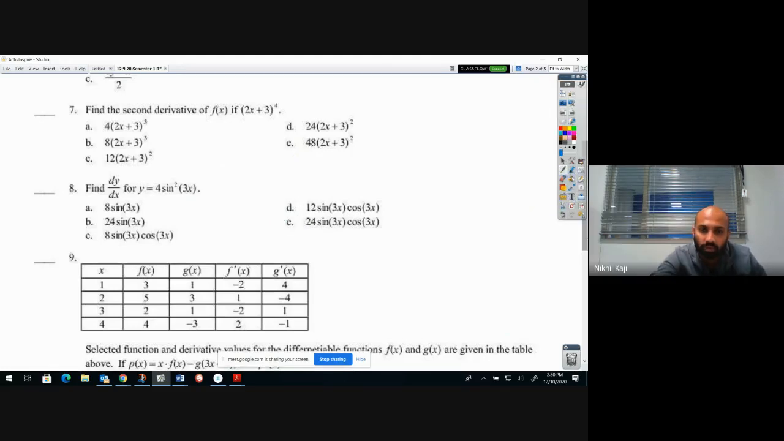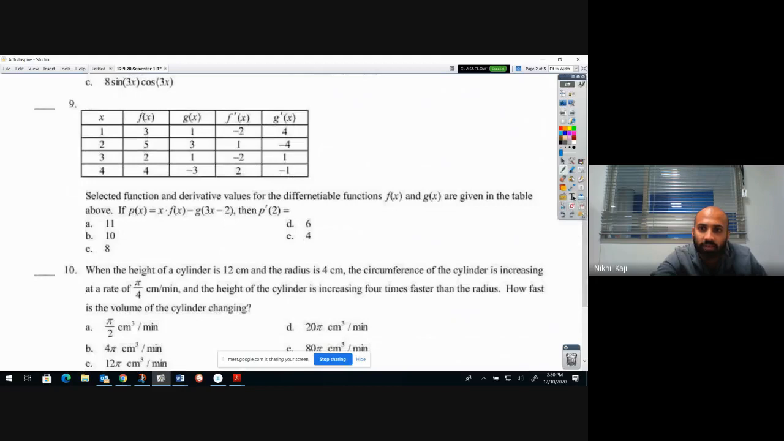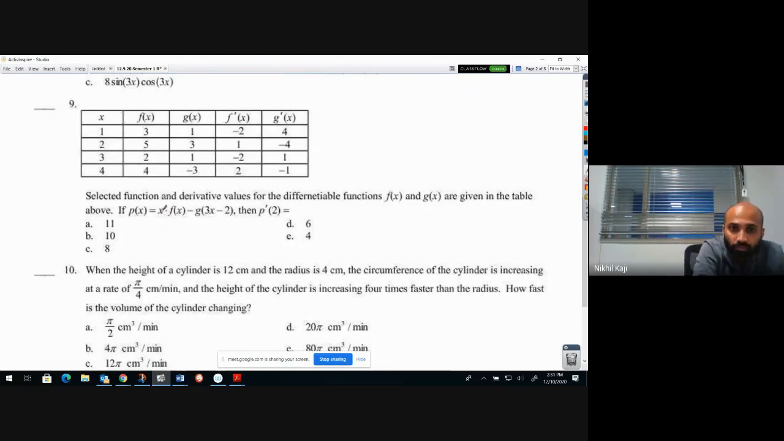All right, let's go to number 9. Number 9 looks crazy with all these values from the table, but just do one piece at a time. They define this as P of x. So what we have to do is take the derivative of each part. It wants us to find the derivative of P. So that's product rule: f g prime. To get the derivative of f of x, we just put f prime of x. So that's f g prime plus g f prime. All right, so that was just this part right here because I split this up, f and g.